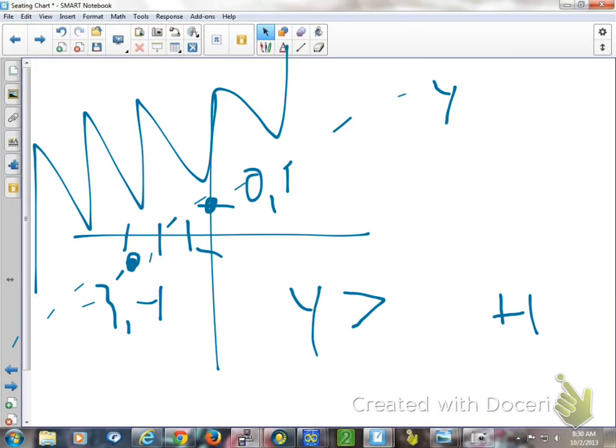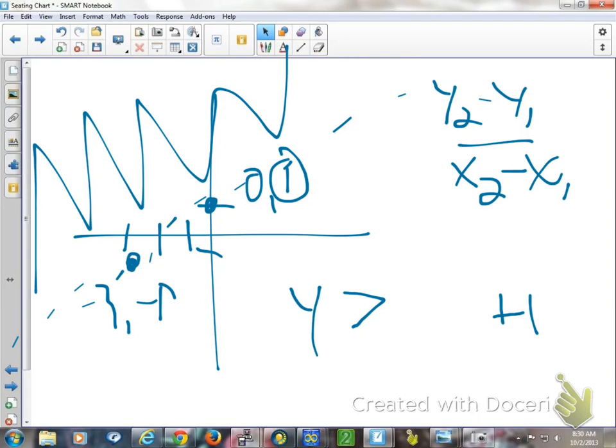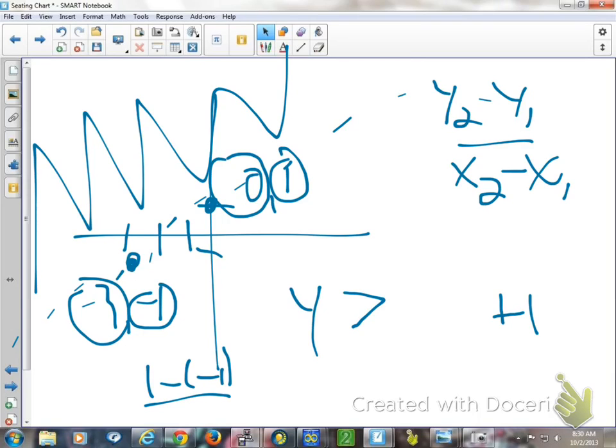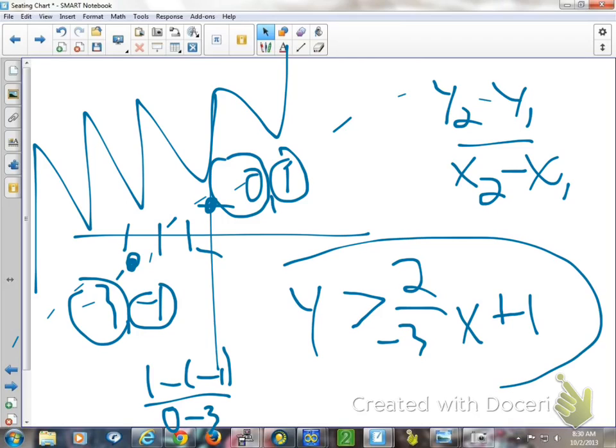Y-intercept is 1. How can we find the rest of the equation? Keith. It's y2 minus y1 over x2. Very good. Slope formula. y2 minus y1, x2 minus x1. Anytime you need a slope from a graph or 2 points, that's the formula you're going to have to use. So, y2 minus y1 over x2 minus x1. 1 minus negative 1 is 2. 0 minus 3 is negative 3. So negative 2/3 x plus 1. There is your answer.